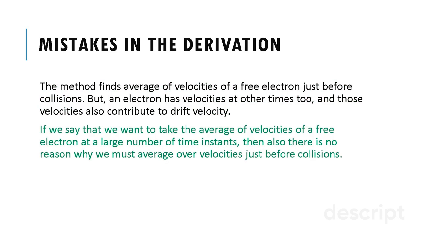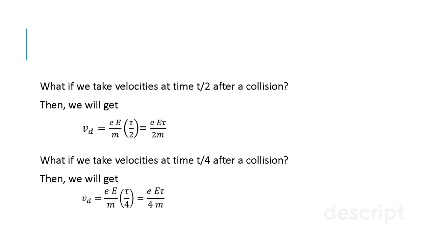Khan Academy may argue that they want to take the average of velocities of a free electron at a large number of time instants. Then also, there is no reason why we must take the average of velocities just before collisions and not at some other time instants. What if we take the velocities at mid times between two collisions? Then we will get drift velocity equals small e into capital E into tau divided by 2m. There will be an extra factor 2 in the denominator.